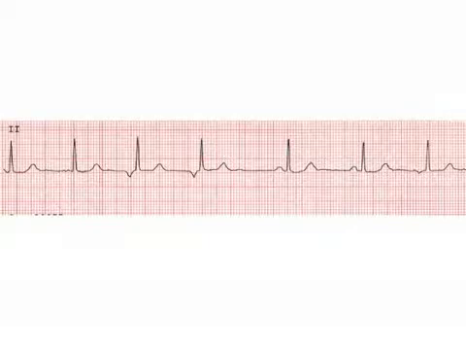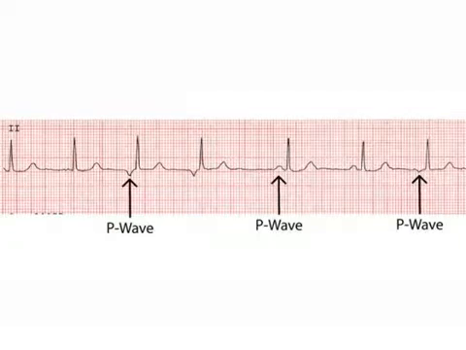But if you look at the P waves, and we've outlined 3 of them for you, they don't all look the same, and you might notice that they also have different PR intervals, and that is basically the definition of a wandering atrial pacemaker: 3 different P wave morphologies with 3 different PR intervals.